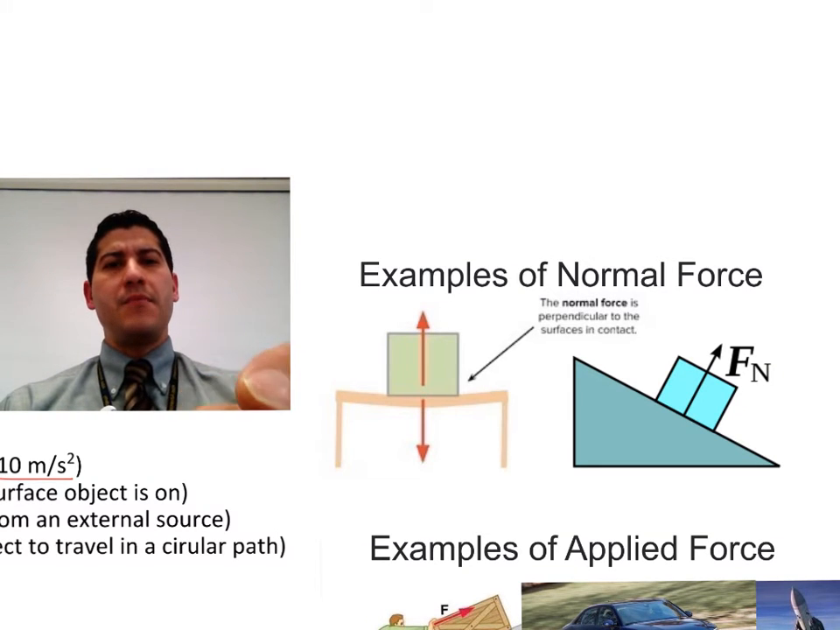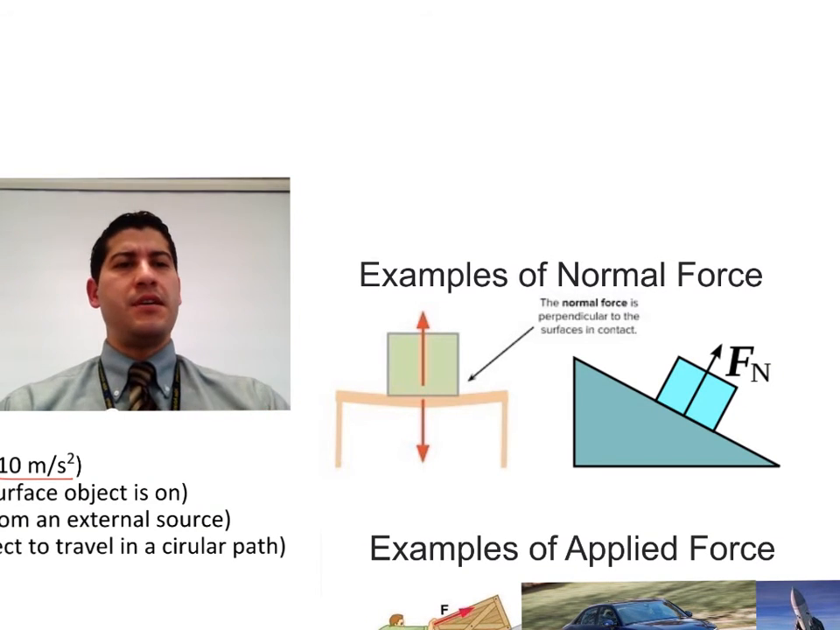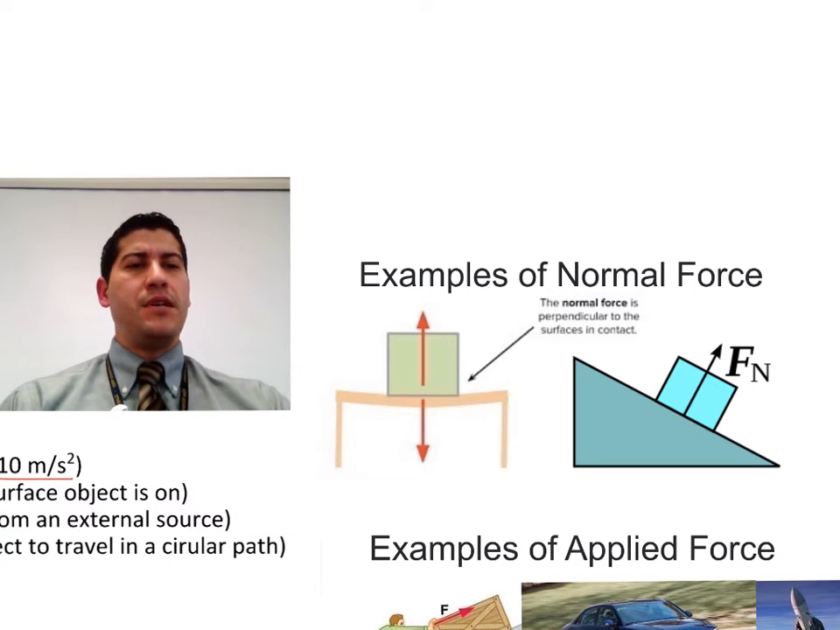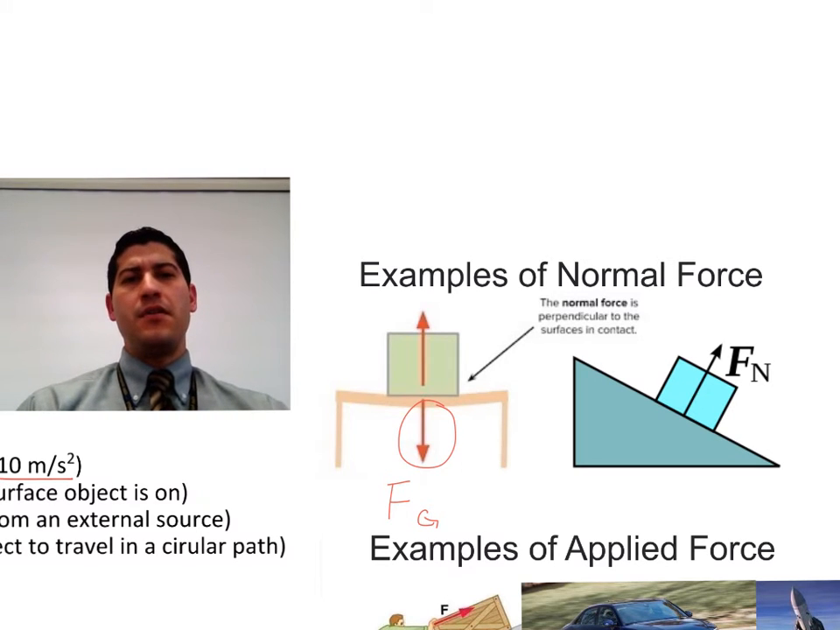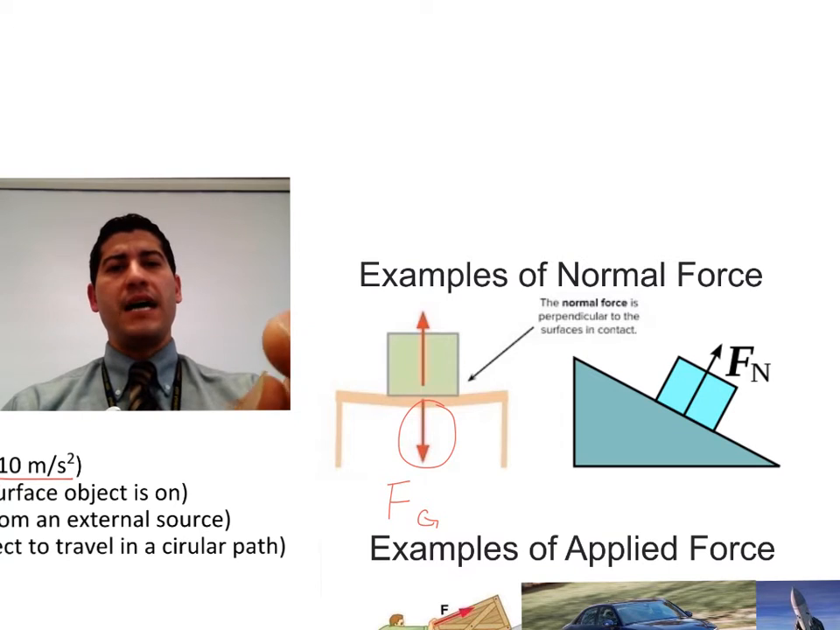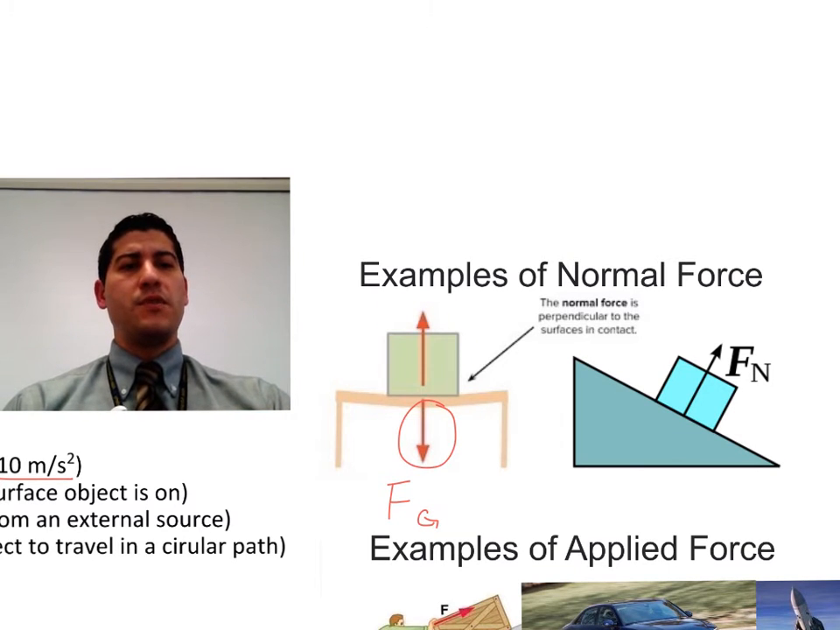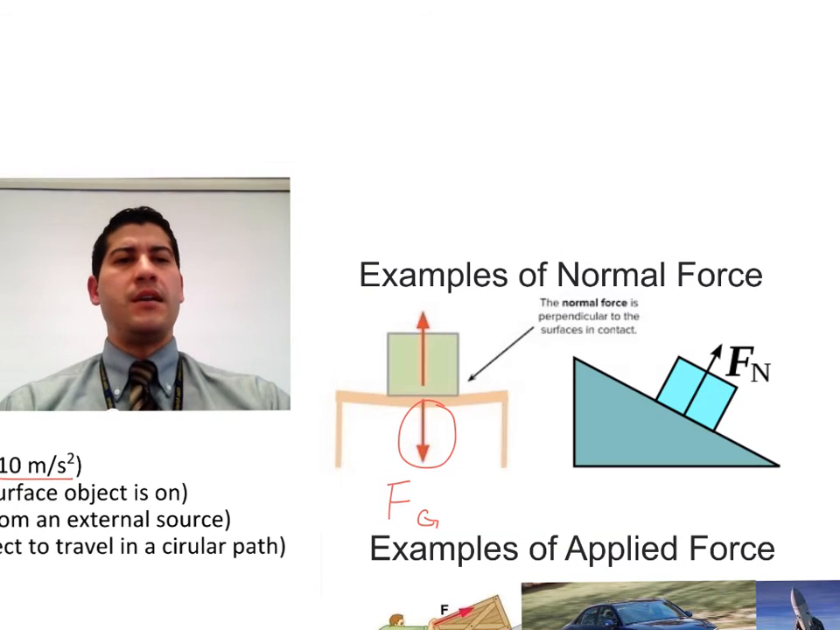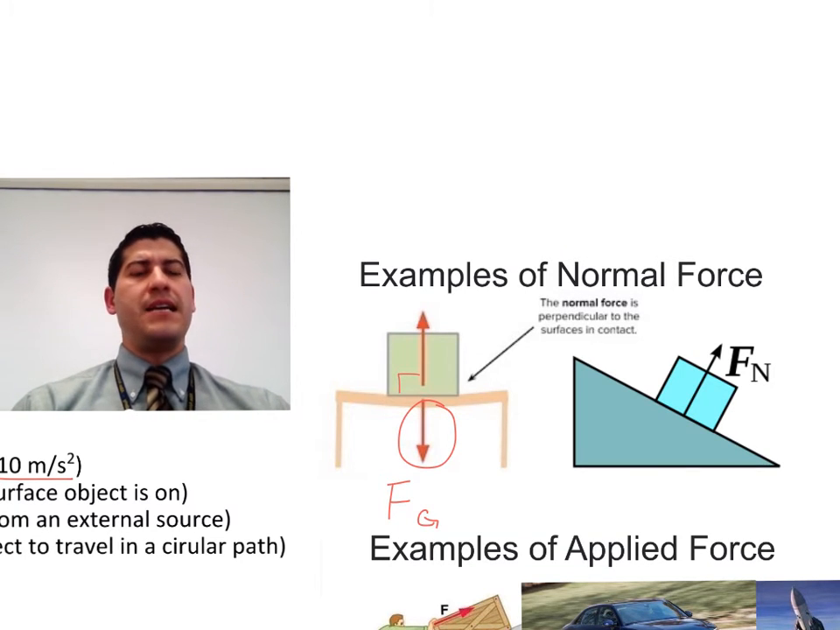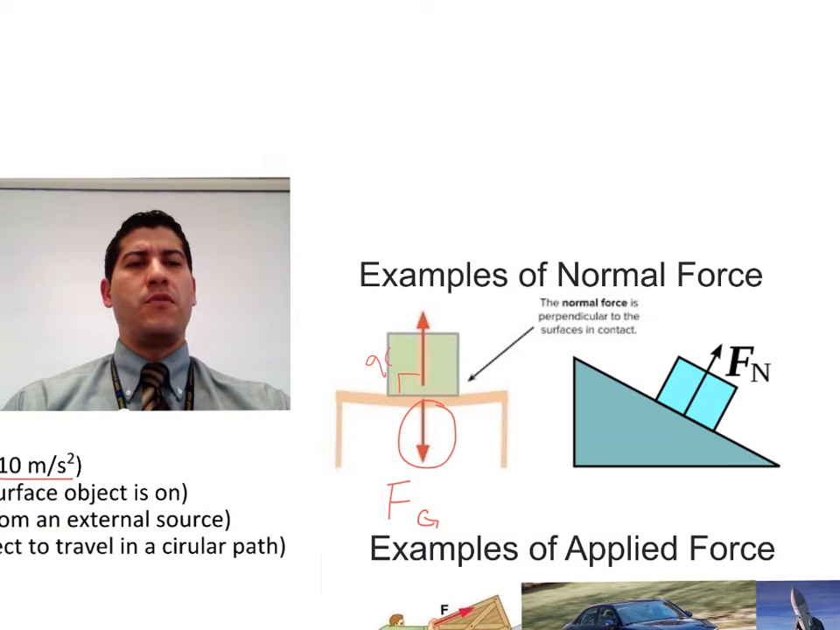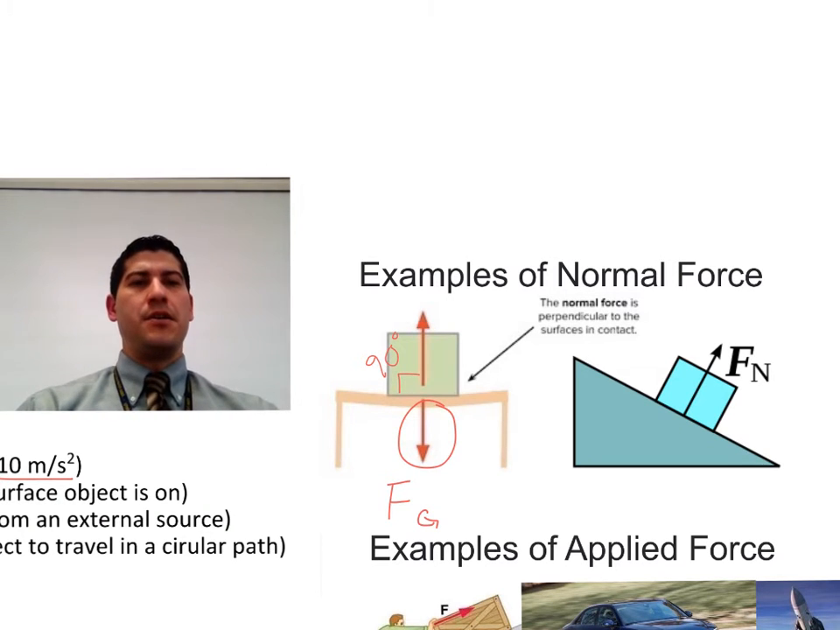In the first example, you have a box resting on a table, and this second arrow would be the force of gravity pulling the box towards the center of the Earth. And the reason the box isn't falling is that the table is providing a normal force, which is perpendicular to the table. Perpendicular would be an angle, a right angle of 90 degrees. So the normal force is always perpendicular to the surface the object is resting on.